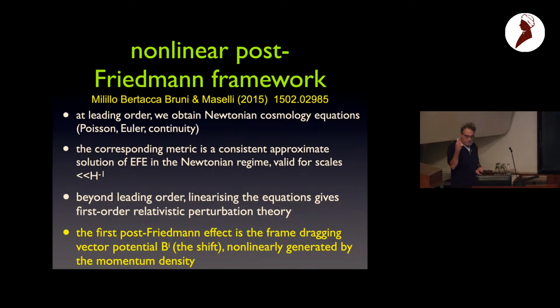The first effect that comes out from this expansion is 1 over c cubed. So 1 over c squared gives you Newtonian theory, okay? There is an extra effect, which will be partly second order, you can call it 1 over c to the fourth, but the leading extra term is 1 over c cubed, and that comes from the nonlinear 0i part of the metric, okay?